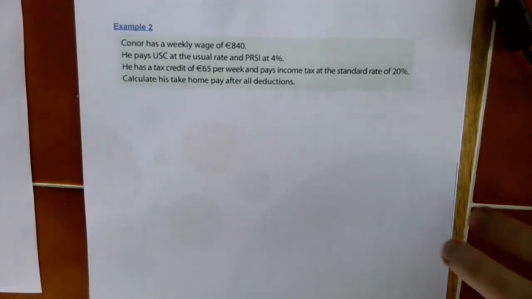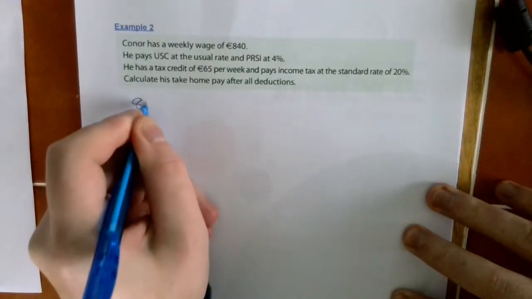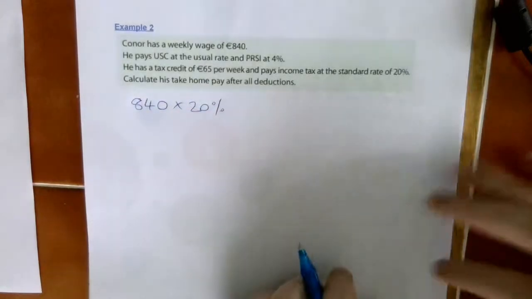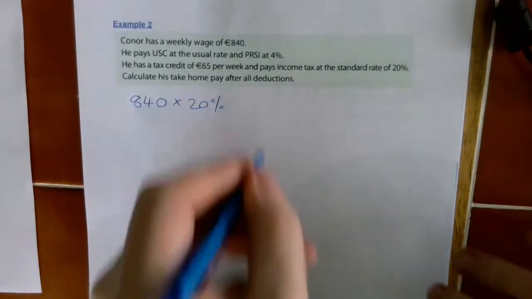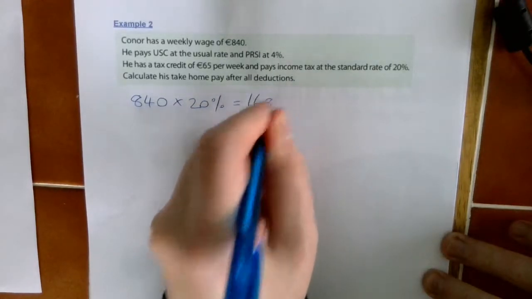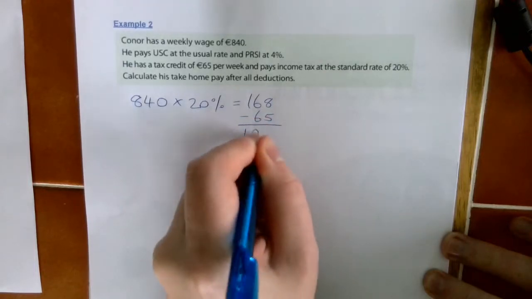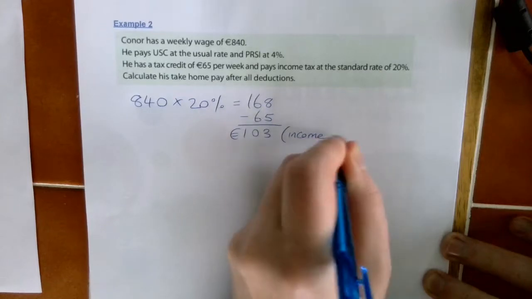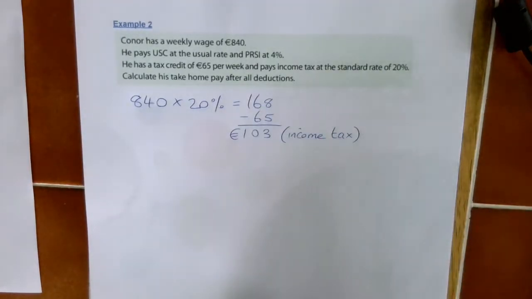So the first one we will do is the one that you're used to already. We'll actually calculate his income tax. So it's going to be 840 by 20%. Just putting that into the calculator, you'll see that the answer is 168. Then his tax credits are €65, so we take those away, we get those back. So that means his income tax is €103.